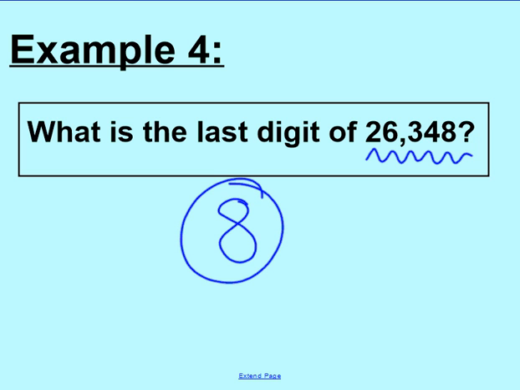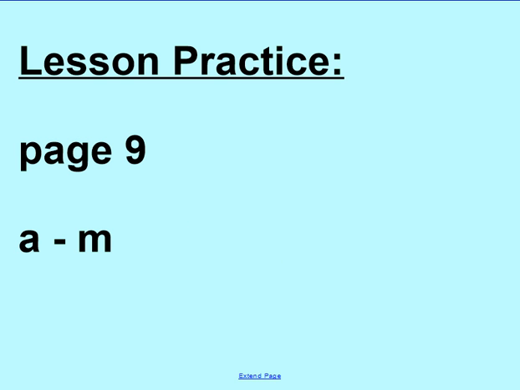Pretty tough, I know. I want you to look at your lesson practice on page 9, and we're going to go through a few of these together. Page 9, you have A through M, and that's a lot, so I want to read through some of the directions with you now before you get started. And once we're done going through 2 of them, I want you to complete letters A through M before going on to your written practice.